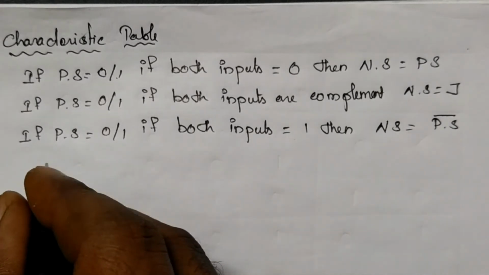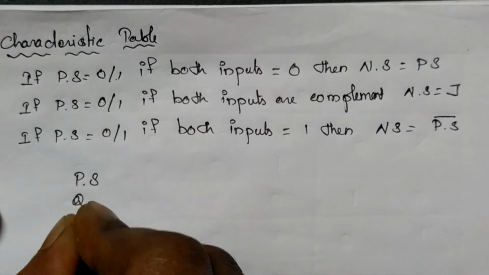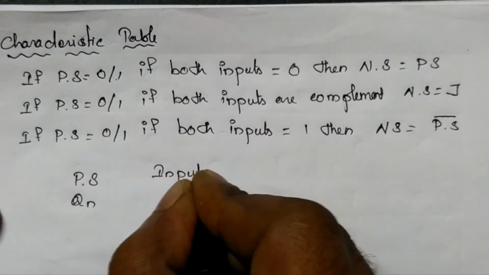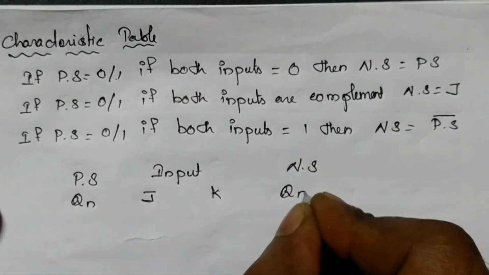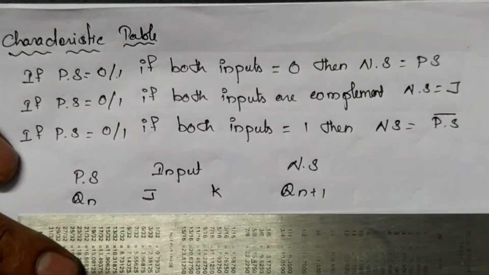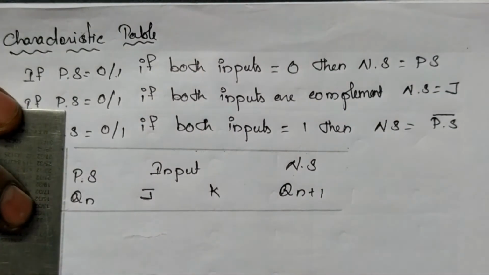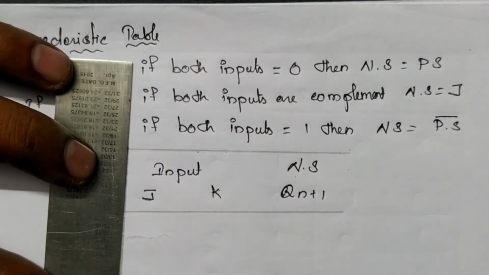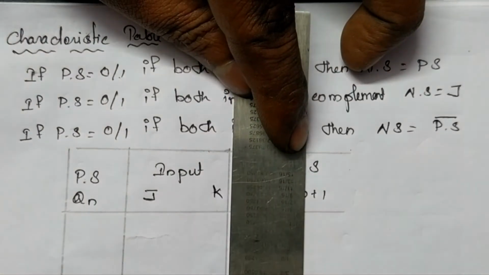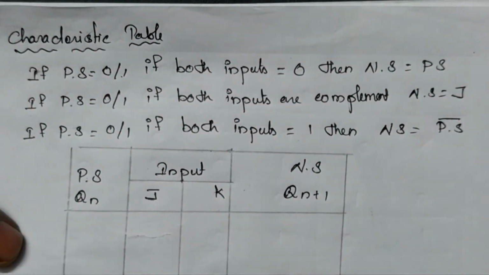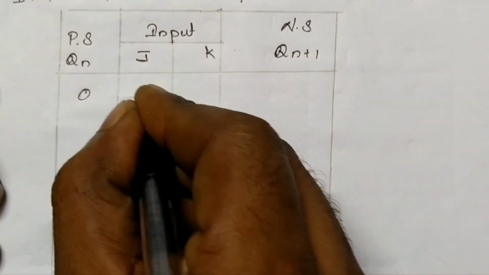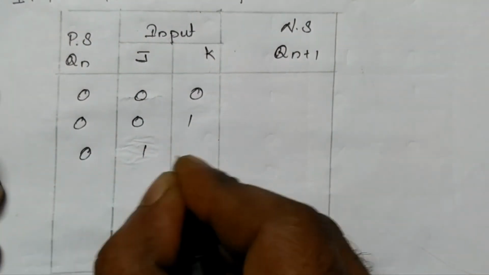So in the table, first we will have the present state, which is represented as Qn, followed by the flip-flop inputs J and K, then followed by the next state, which is nothing but Qn plus 1. So here the possible input combinations are 000, 001, 010, 011, 100, 101, 110, 111.